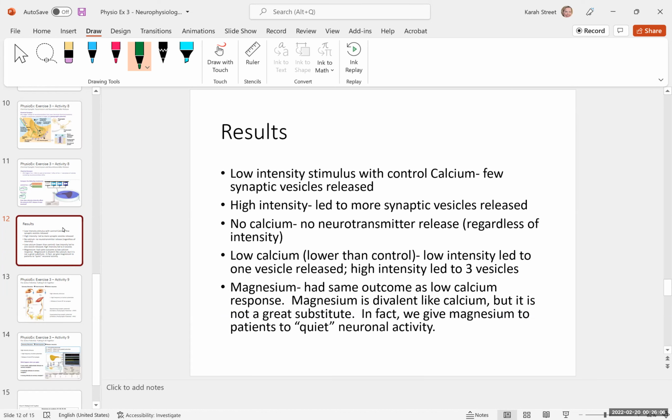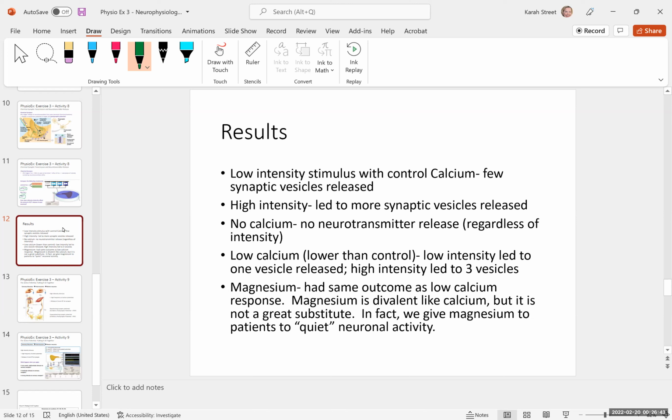When we got to magnesium, another cation, a divalent cation, just like calcium, it worked, but it was not a great substitute. In fact, the magnesium concentration we were using was supposed to mimic the same concentration as the control. So we did get some synaptic vesicles released, similar to the low calcium, but in short, it was not the best substitute.